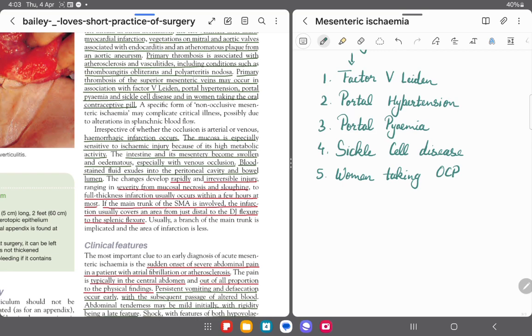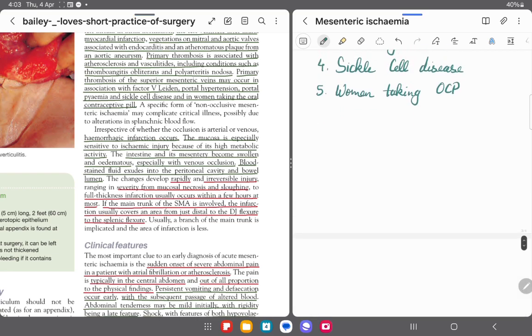And we have read this line: a specific form of non-occlusive mesenteric ischemia may complicate critical illness, possibly due to alterations in the splanchnic blood flow. So there is also something known as non-occlusive mesenteric ischemia. That is what we need to know. It is found in critical illness.